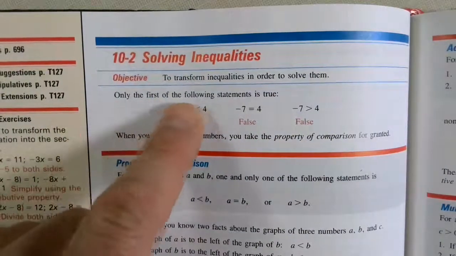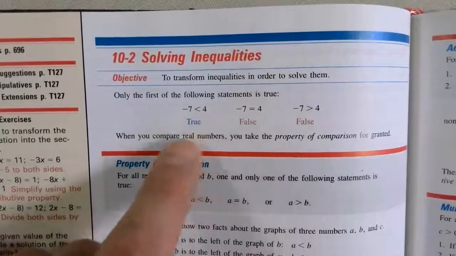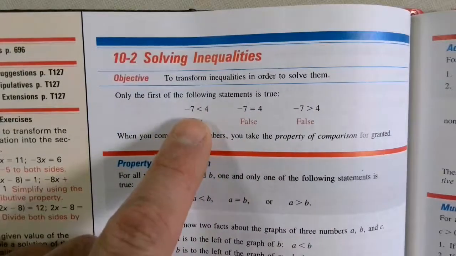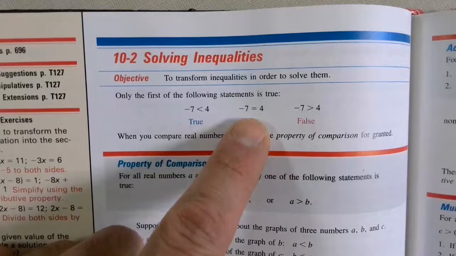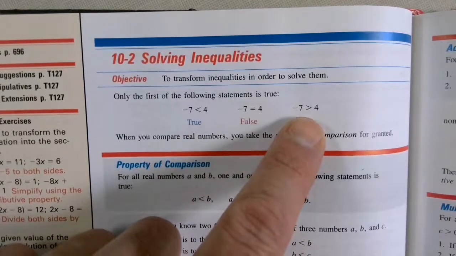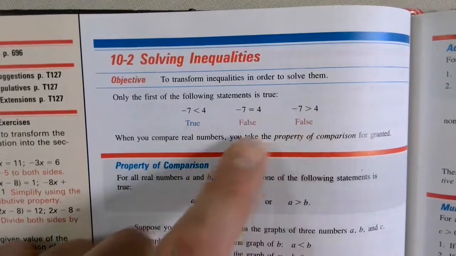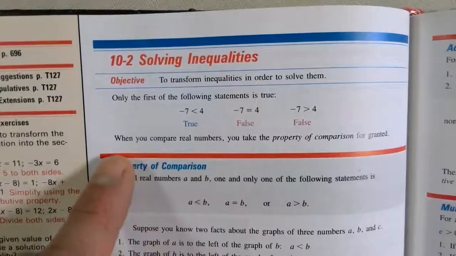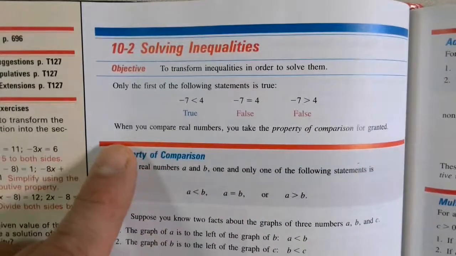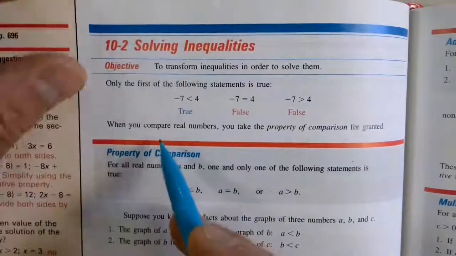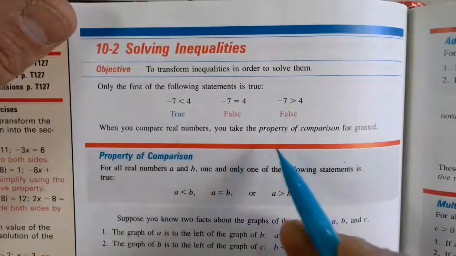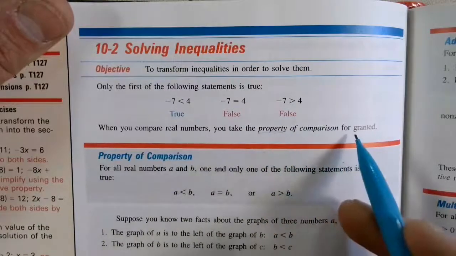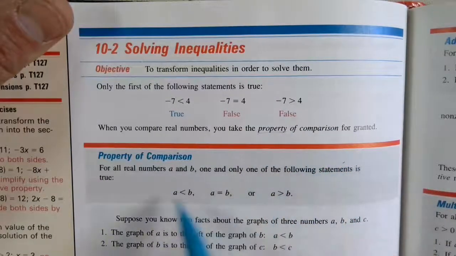Only the first of the following statements is true. Negative 7 is less than 4. That's true. Negative 7 equals 4 is false. Negative 7 is greater than 4 is also false. Okay, so here is a comparison of numbers. The property of comparison. When you compare real numbers, we have to take this property for granted. It is just how things work.